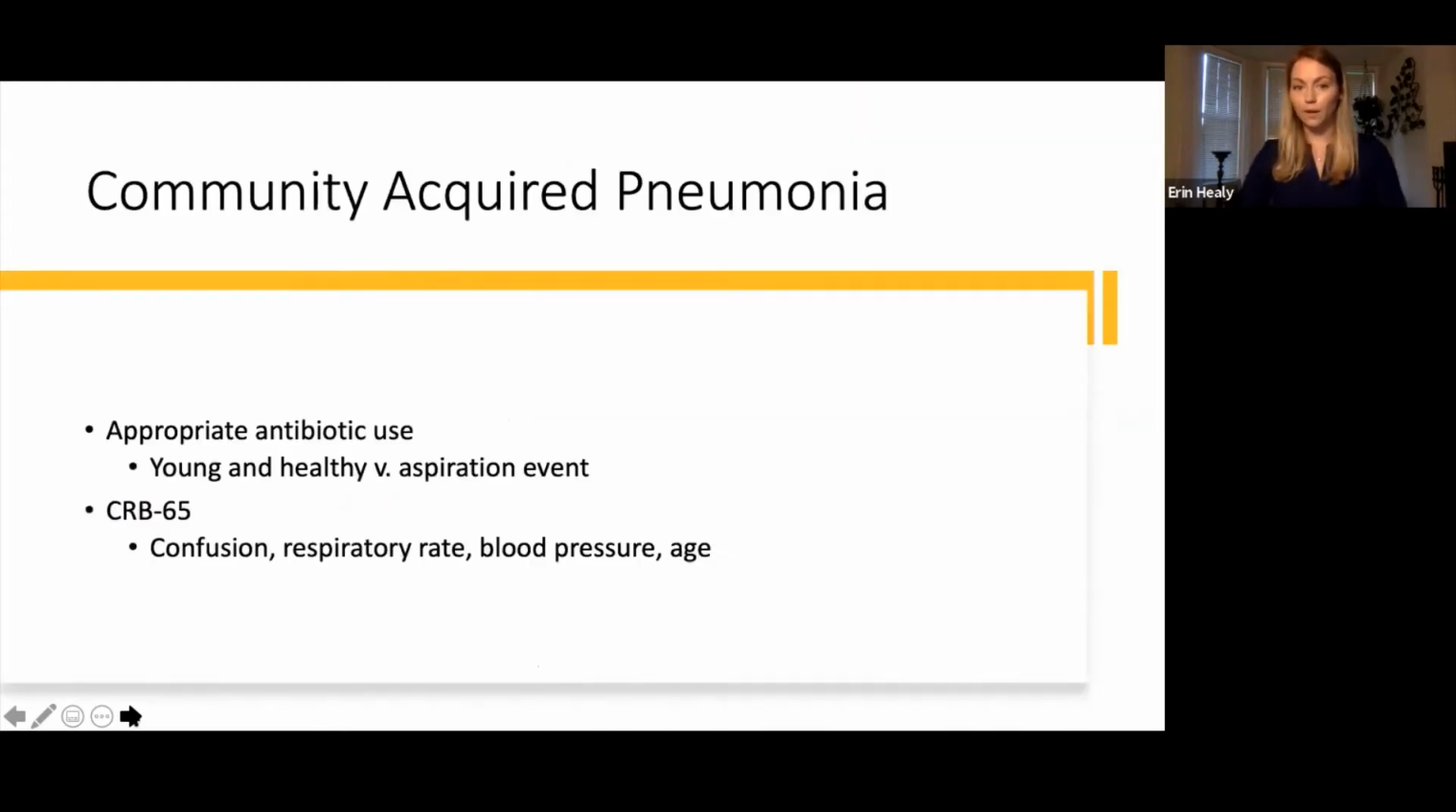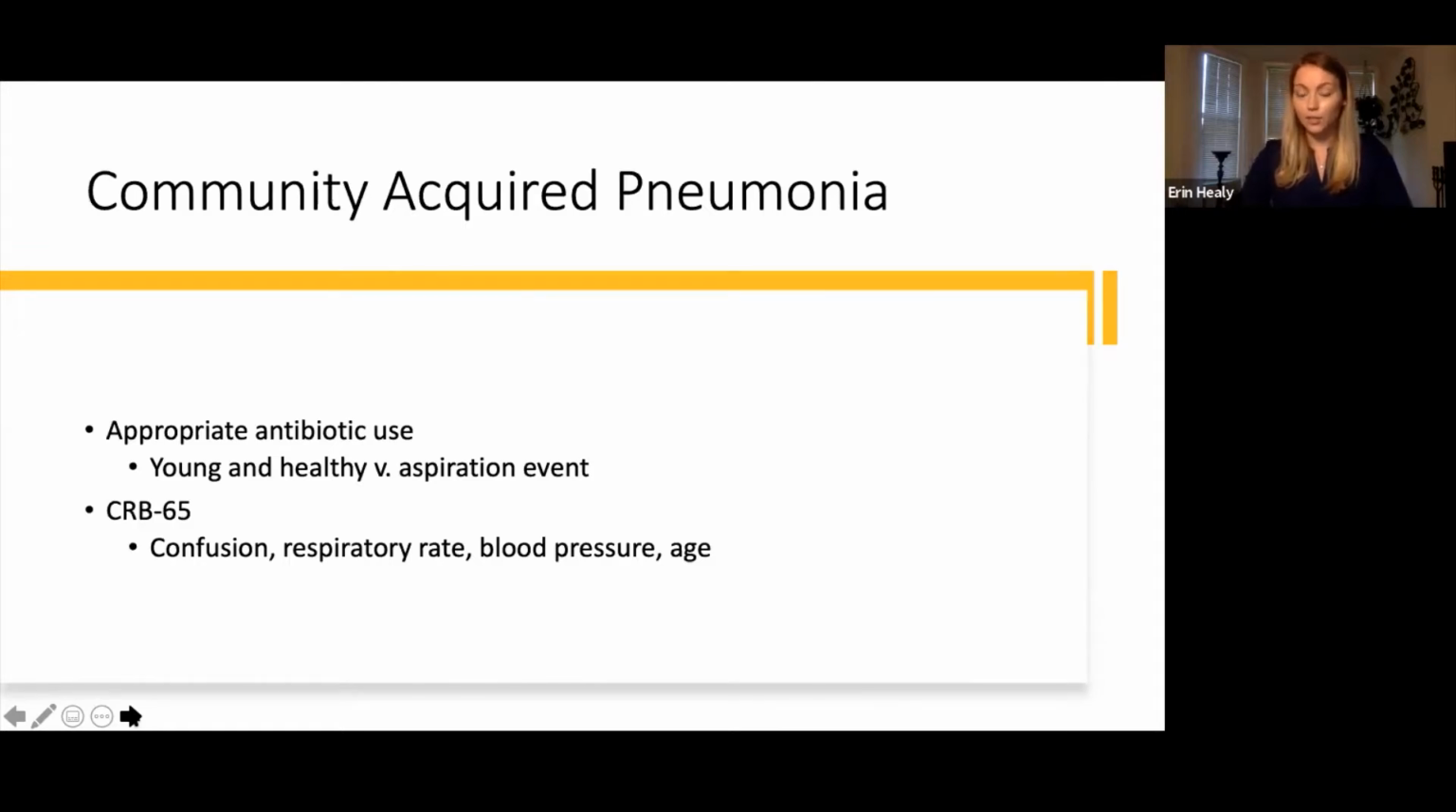And what's important about community acquired pneumonia is a young and healthy person is going to be getting a different antibiotic than if it's someone who maybe choked and swallowed a little bit of their food. That would be a different antibiotic. Also, we use the CURB 65. So when you get into your medical training, you'll realize there are acronyms for darn near everything. CURB 65 is for pneumonia. Are they confused? How fast are they breathing, which is their respiratory rate?